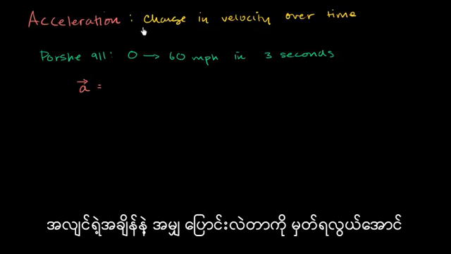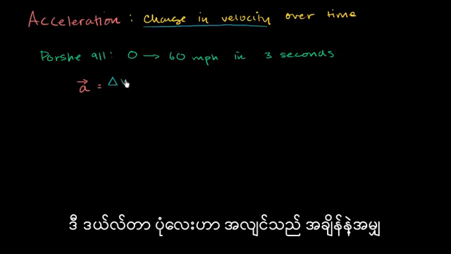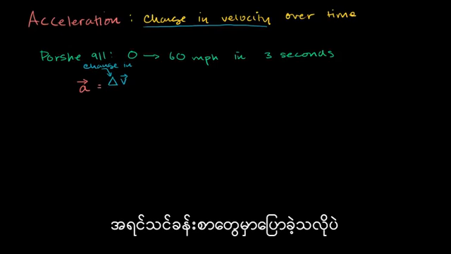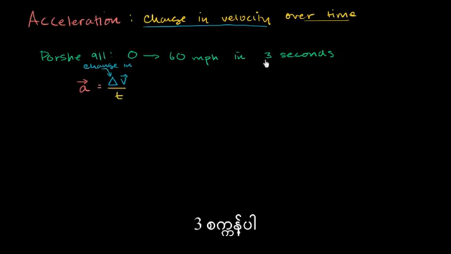So let me just write it down with different notation, just so you can familiarize yourself if you see it in a textbook this way. So change in velocity. This delta symbol right here just means change in velocity over time. And as I've mentioned in previous videos, time is really a change in time. But we could just write time here. This 3 seconds is really a change in time.